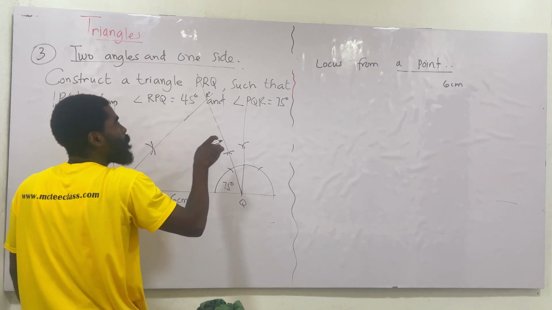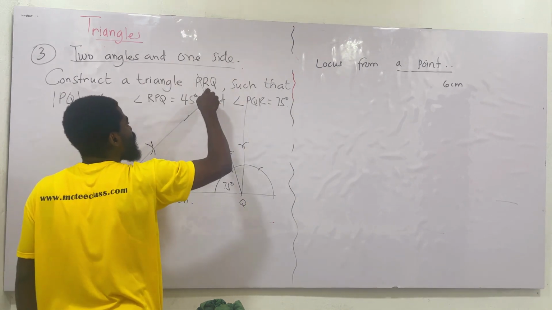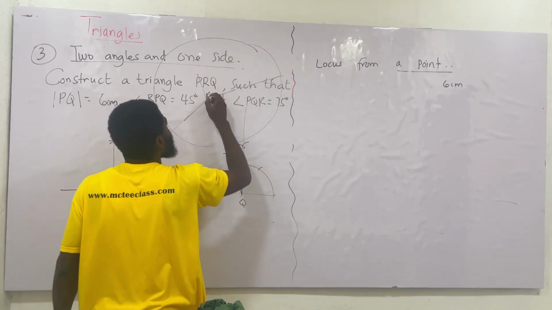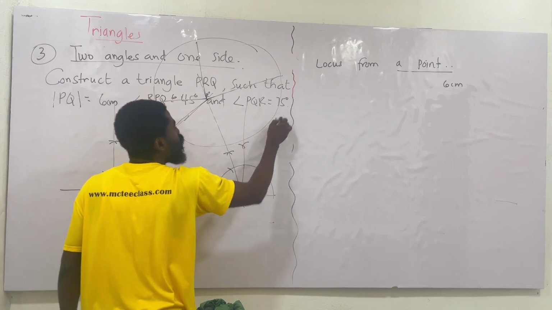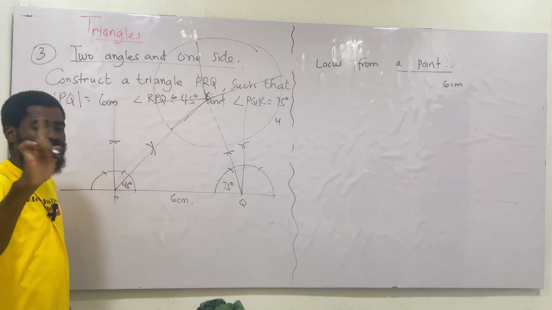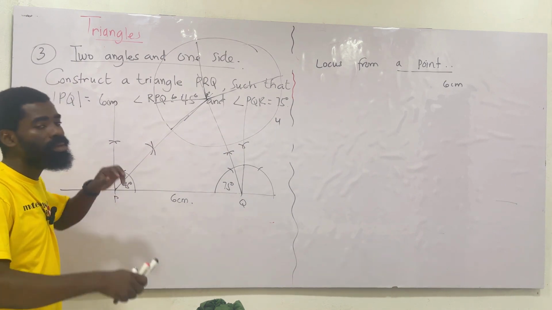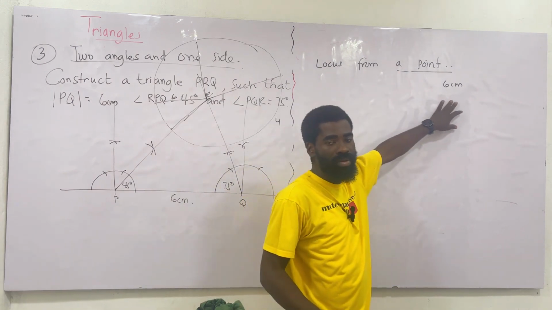Remember, I said locus is a path. When you move from here to any of the points on it, you should get the same distance. So I draw a circle of radius 6. From here to there, from there to there should be 6. And that gives this L1. So locus from a point means you are constructing a circle at that point, and the question will always give you the radius.